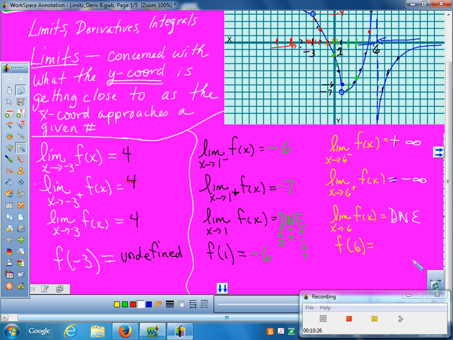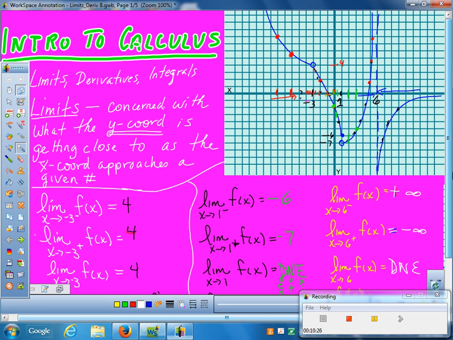Okay, what is the answer to what f of 6 is on this one? What's the point right on 6? An asymptote. So what do we call it when there's a point there? It's undefined then.